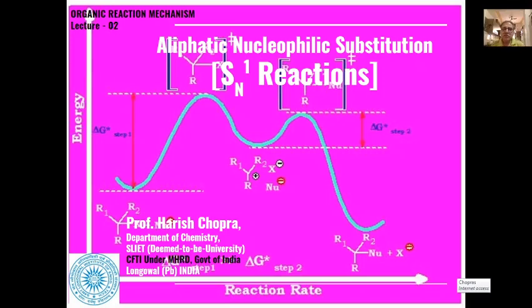Hello students. So this is our second lecture on organic reaction mechanism and aliphatic nucleophilic substitution. The first lecture was on SN2 type of reactions, and in this lecture we will cover all aspects related to SN1 reactions. SN1 means unimolecular nucleophilic substitution reactions.